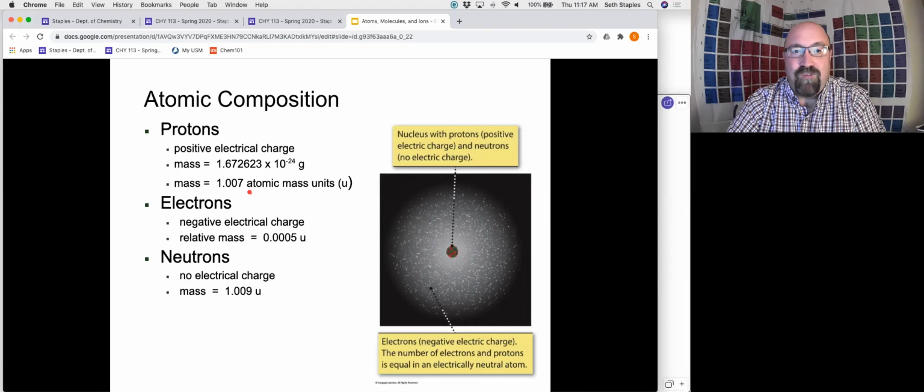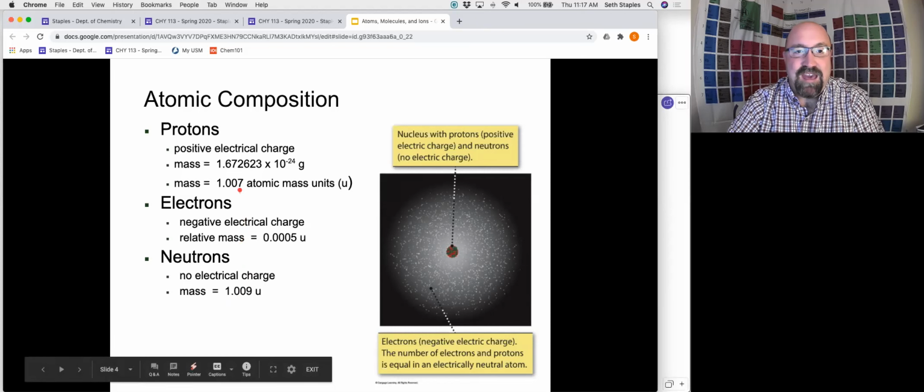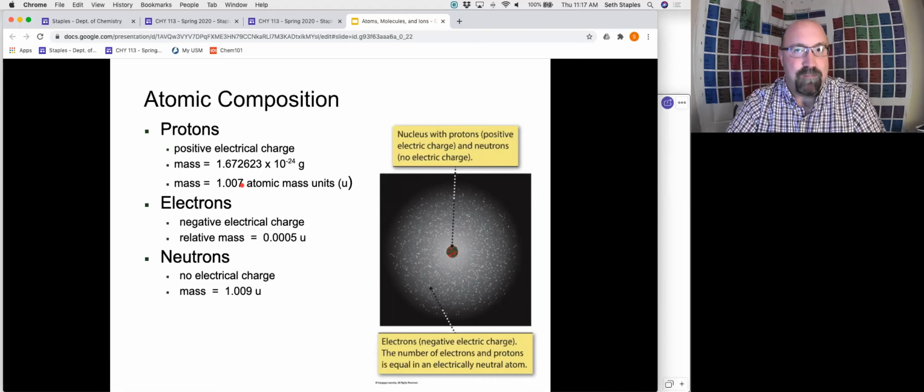We can see what the relative masses look like here. Protons and neutrons essentially have pretty much an equal mass, and we set that in a relative sense equal to 1 atomic mass unit.